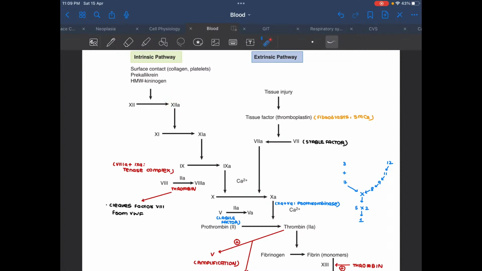11. After 12 we have 11. 11 gets converted to 11A. What next? After 11 you should have 10, but 10 is part of your common pathway, so we're going to skip 10. Now we're going to have 9. So 9 is going to get activated. Here is the 9. 9 is going to get activated into 9A.